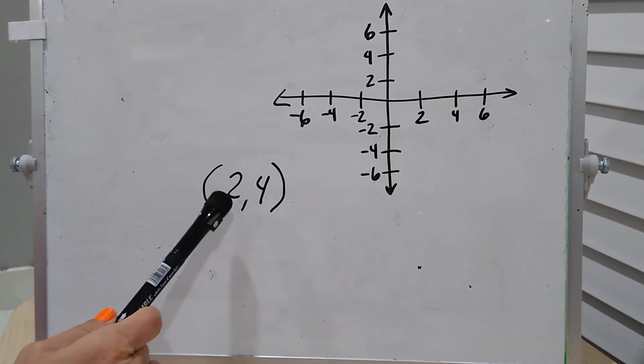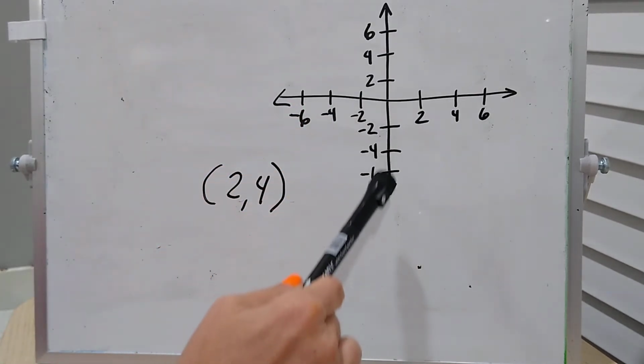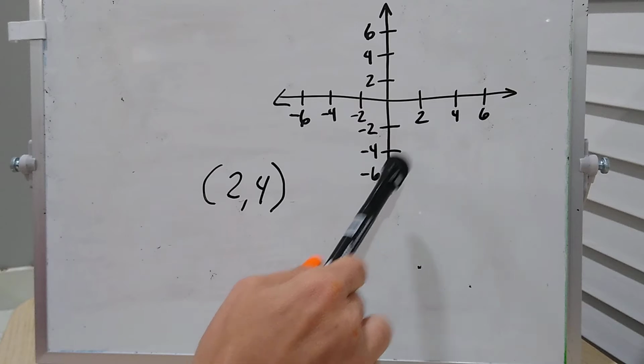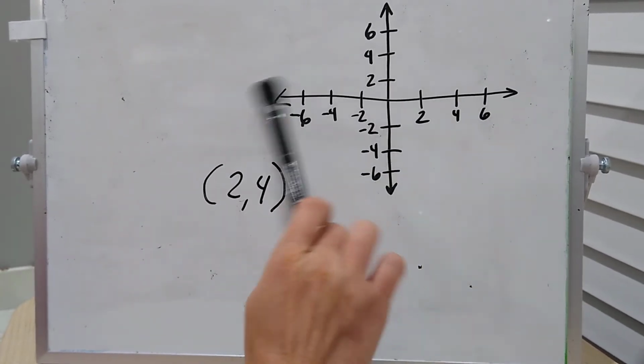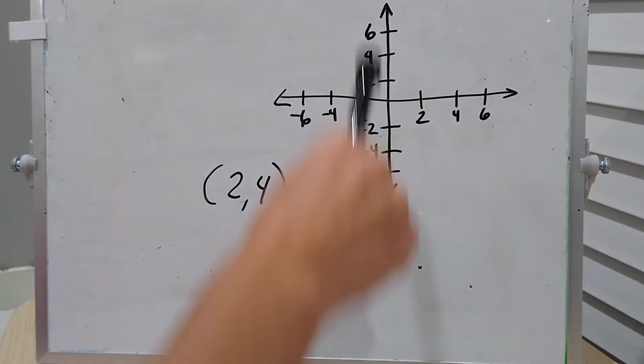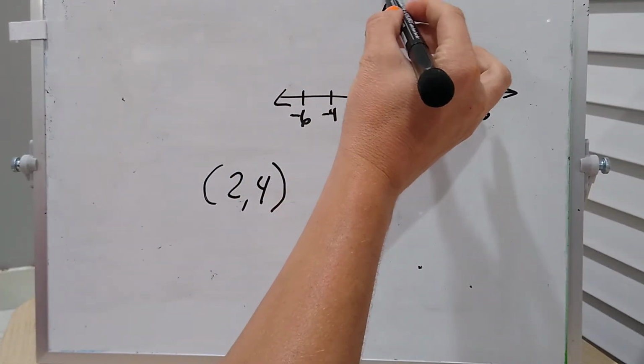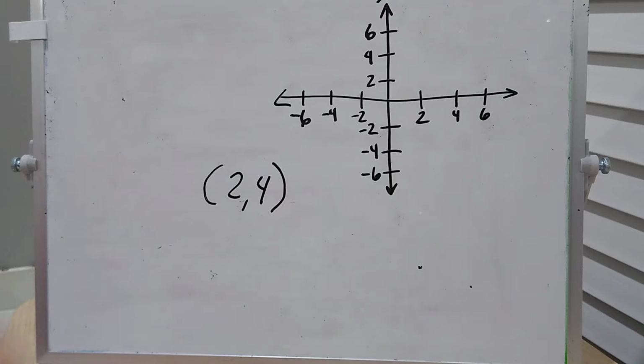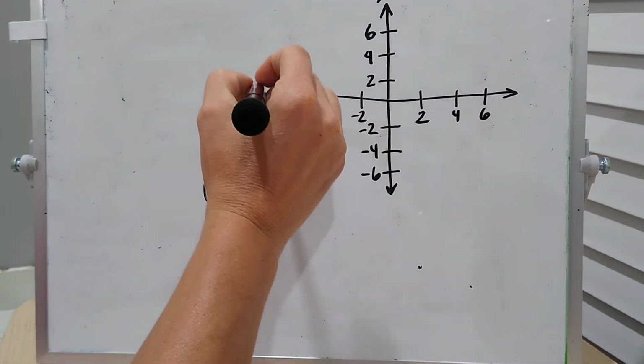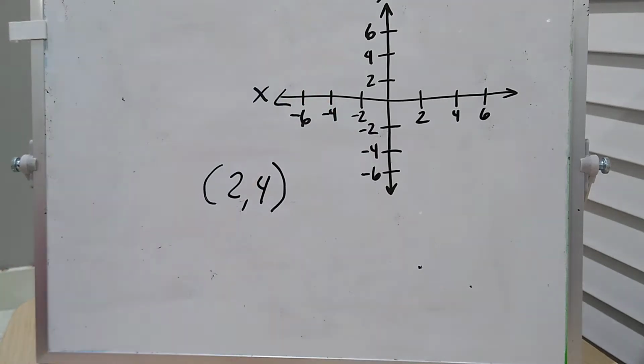Now, on the Cartesian plane, we've got the line going up and down and the line going left to right. What is the line going up and down called? Okay, you should have said y. That is our y-axis. Now the line going left and right, it's called x, our x-axis.